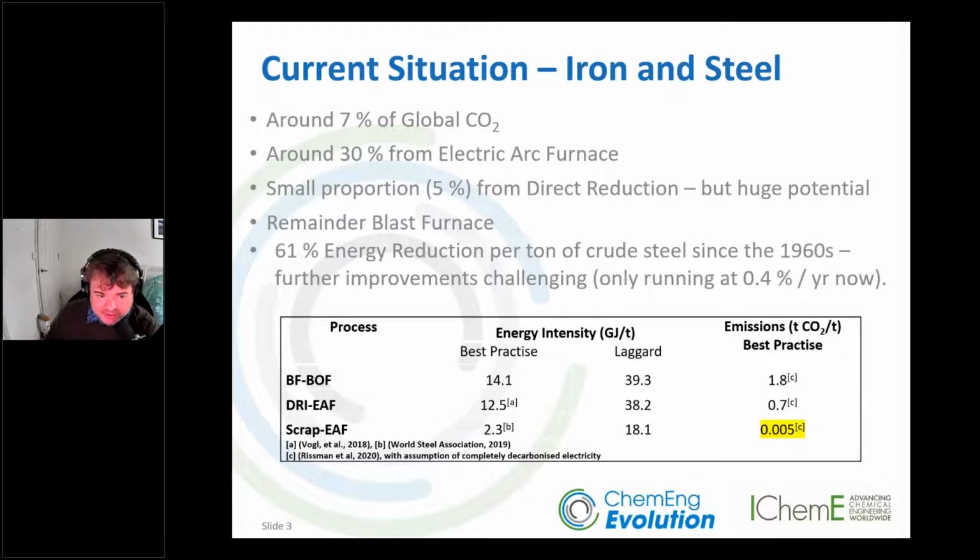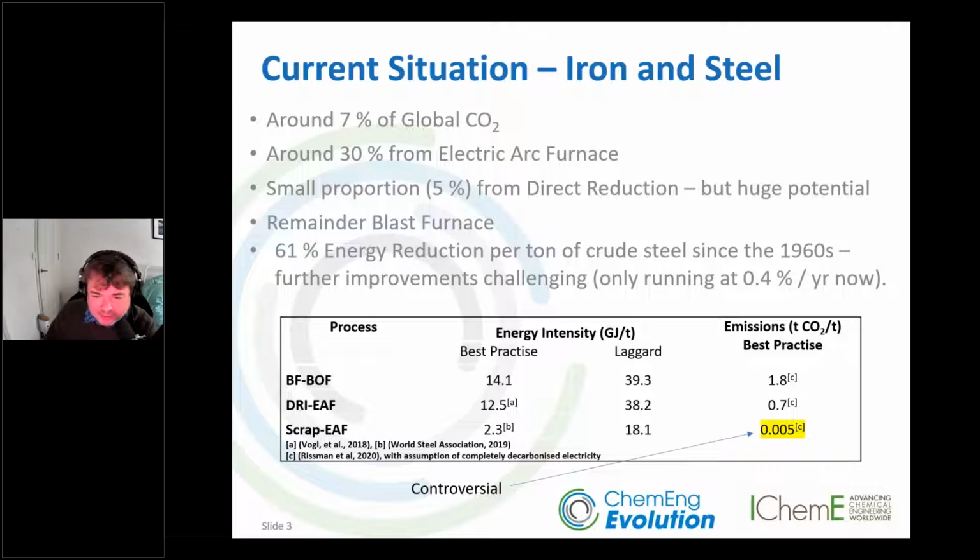So down here you can see the different emissions, and this one's a bit controversial, so it's probably a little bit more than that. The blast furnace produces quite a lot of CO2 per ton. DRI, this is with methane, not with hydrogen, is about 0.7 tons of CO2 per ton.